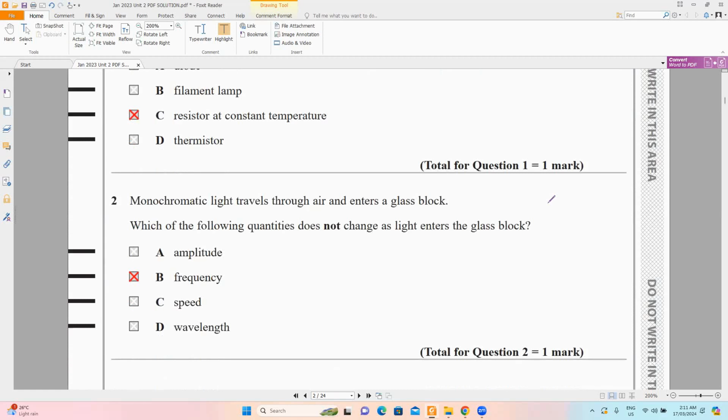Monochromatic light travels through air and enters a glass block. It means it undergoes refraction. So when refraction occurs, the speed changes, the wavelength changes, but the frequency does not change, because the frequency of a wave depends on the source.